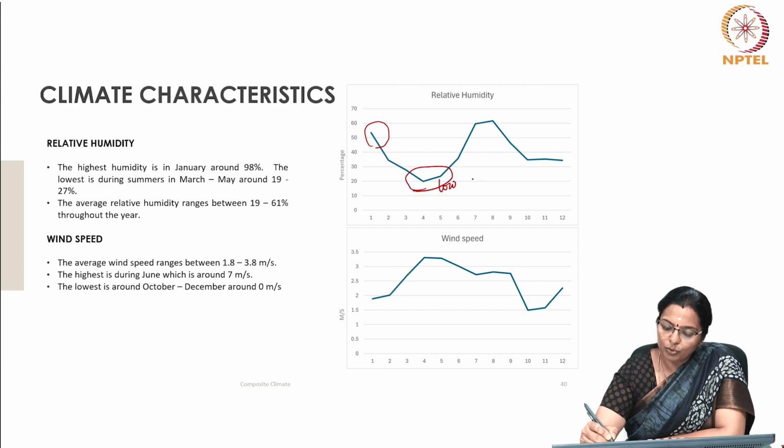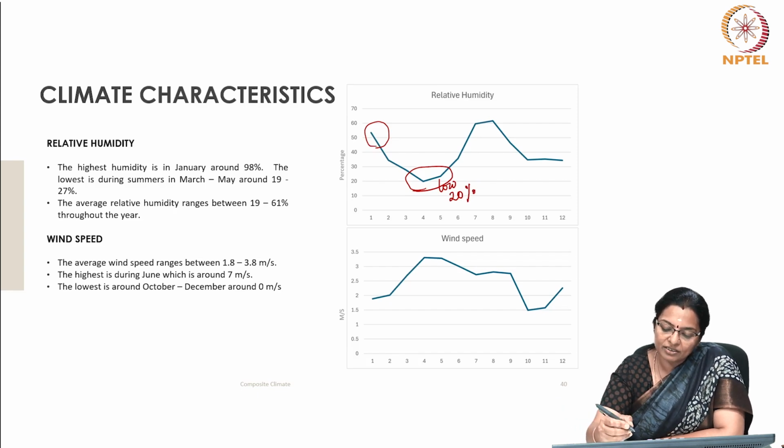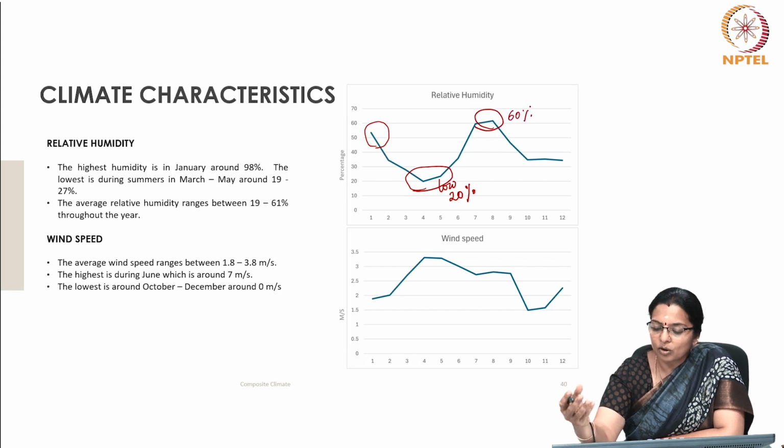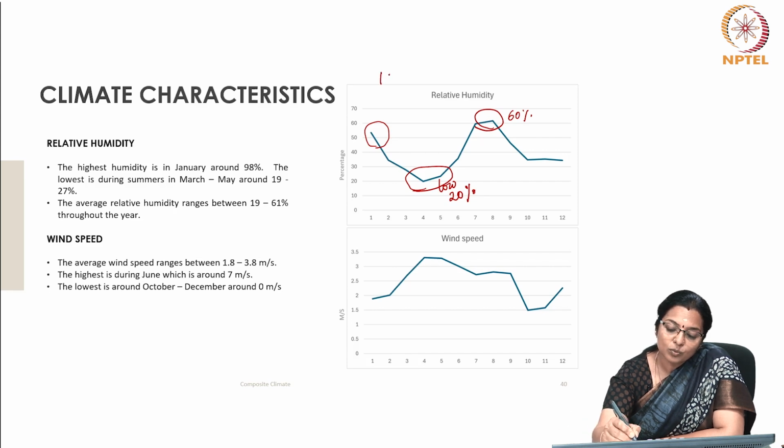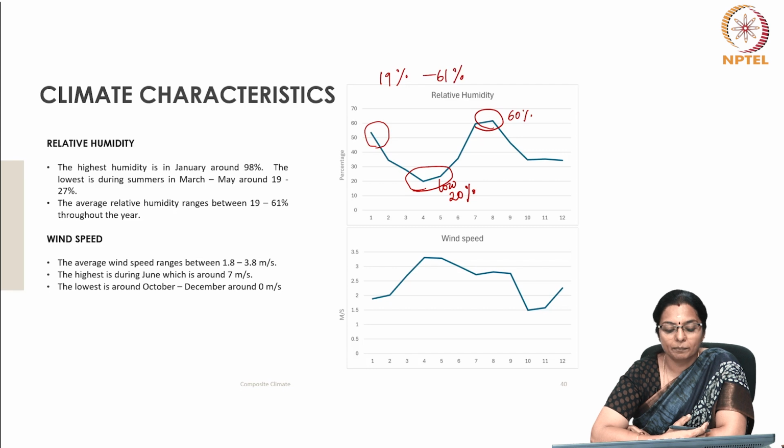So, here it is low humidity and it reaches even 20%. So, the summers can be very hot and dry because of lower humidity. Whereas if you look at August, the humidity levels can touch 60% somewhere between August-September. So, the average relative humidity ranges between 19 to 61% throughout the year. So, the range is very high, 19 to 61%, and one repercussion of this will be on buildings.